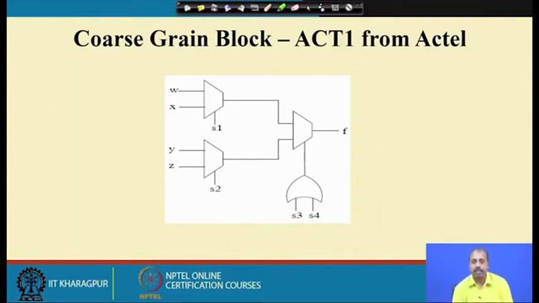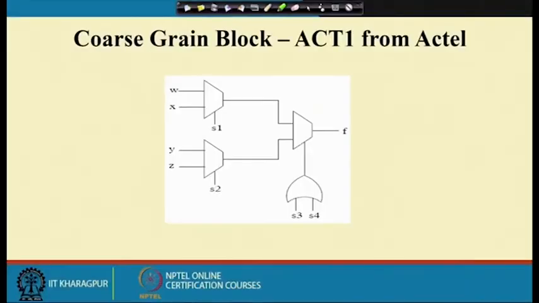Compared to Xilinx FPGA, it is not that logic rich, I can say, but it is quite simpler. We have got 3 multiplexers connected in this fashion, and there is one OR gate. These 3 multiplexers and this OR gate can realize some functions. These multiplexers can be programmed, and the overall logic block has 3 plus 3 plus 2, total 8 inputs. So, this overall logic block is of 8 inputs and 1 output.